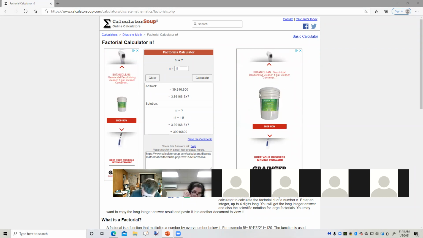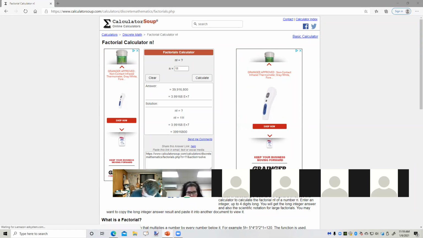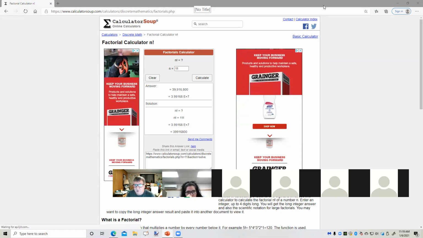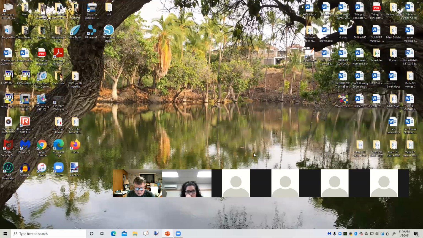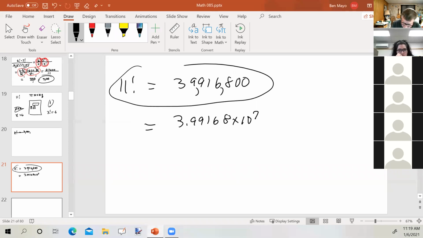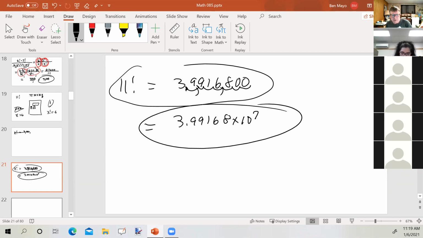11 factorial is 39,916,800, which is 3.99168 times 10 to the 7th power. Okay, so where did I go again? I typed in factorial calculator. Now let's go back to the other screen. And so 11 factorial is 39,916,800, or in scientific notation, they're moving the decimal point 1, 2, 3, 4, 5, 6, 7 places, it would be 3.99168 times 10 to the 7th power.